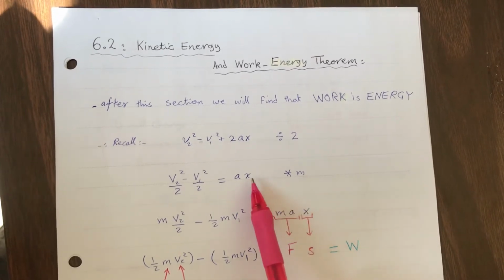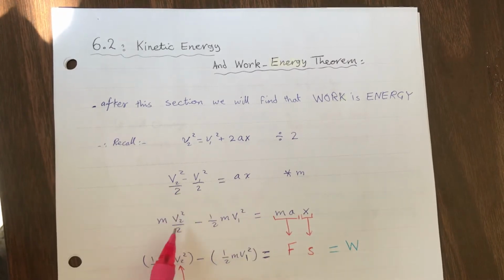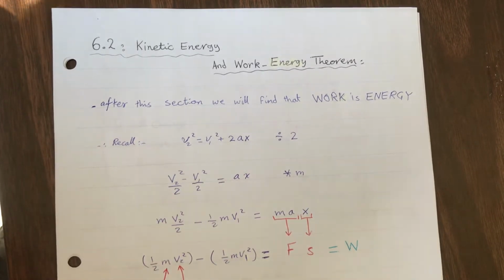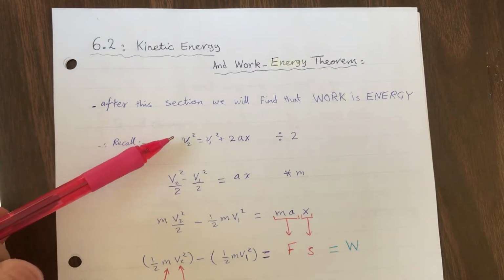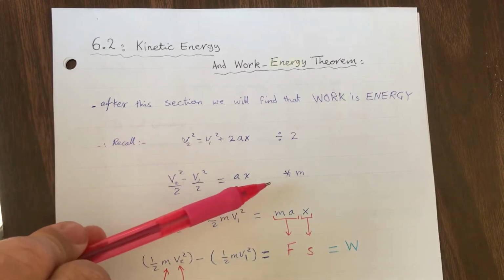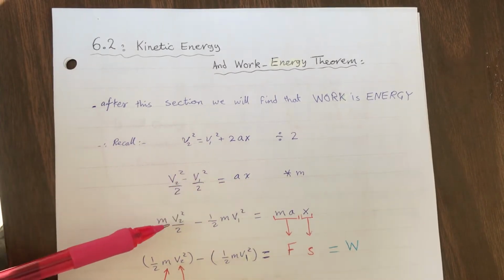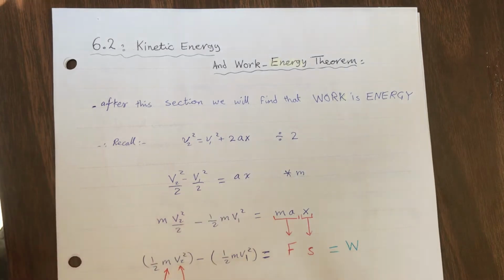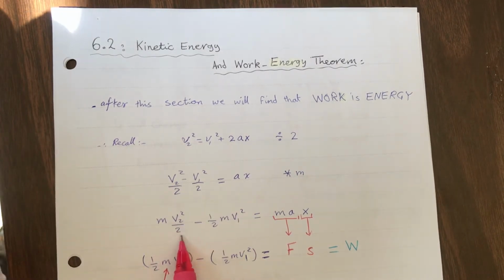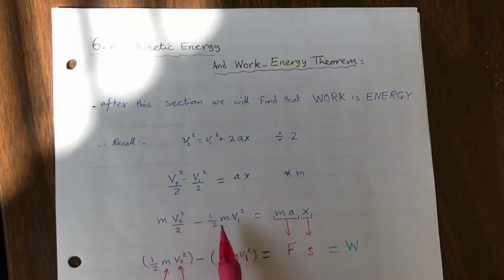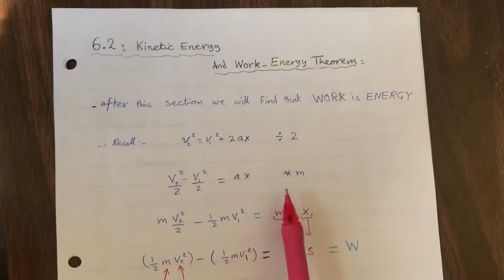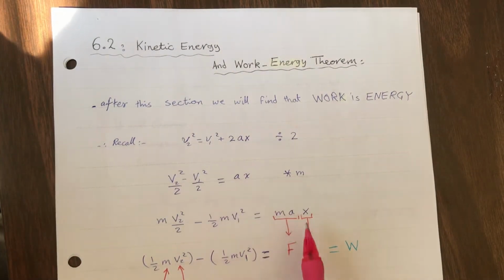If we multiply all by m, then we have m for an object. And if you remember from before, all of the equations of motion are without the existence of m. Now we need to put m with it and see what will happen. We have half mv2 squared minus half mv1 squared. It is the same, but final velocity and initial velocity. This will be equal to ax multiplied by m, max.